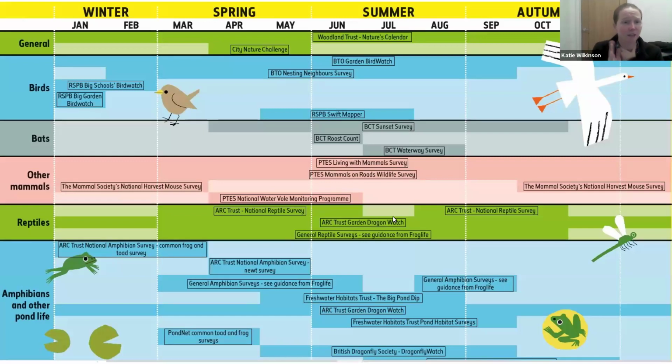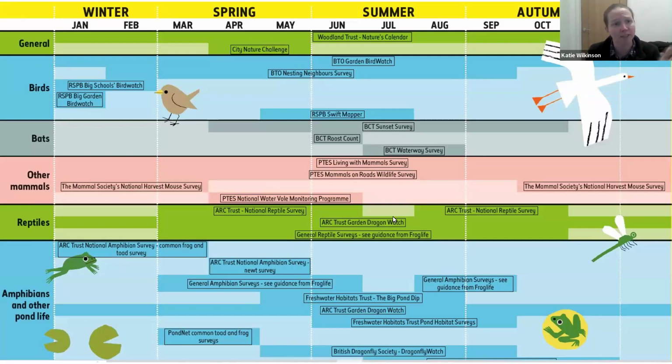So this is the Natural History Museum calendar. You can find this online. Hetty will pop the link in the chat. I thought this was really useful. It's colourful, which is always good. But for me, this works for my brain.